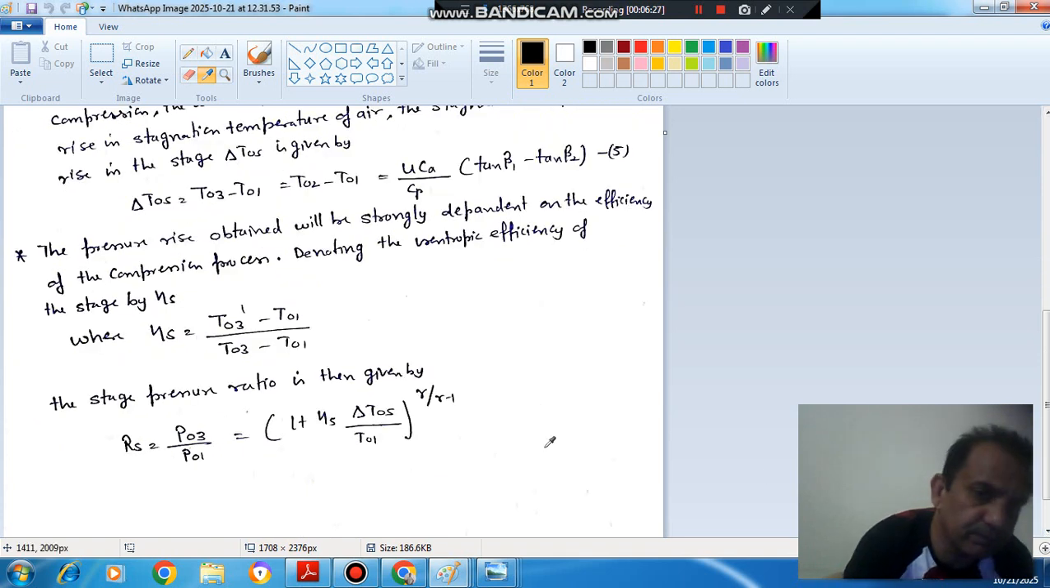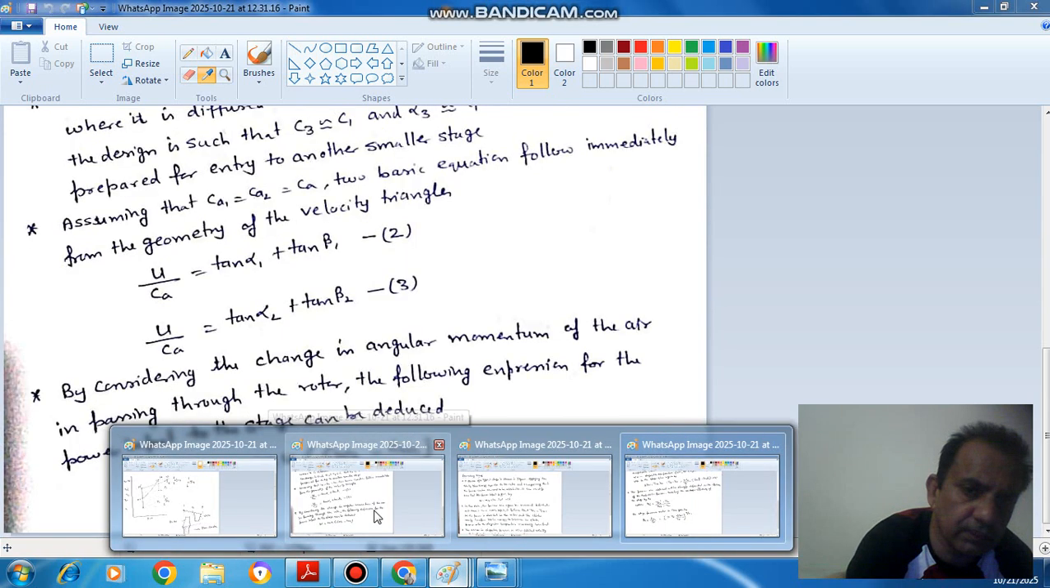found in the centrifugal compressor, the pressure ratio can be found. T03 by T01 will be equal to T03 dash by T01, and then this can be written as 1 plus (T03 dash minus T01) by T01, and then this expression can be used. So it will be cycle efficiency into the stage stagnation temperature rise divided by T01, to the power gamma by gamma minus 1. So here I will read this out.